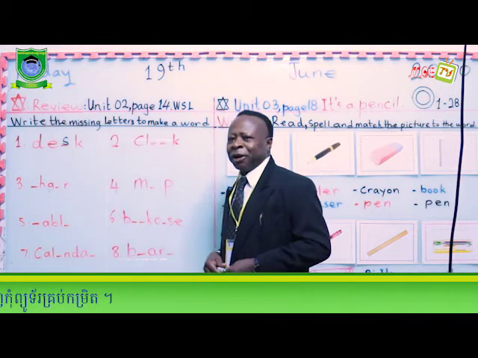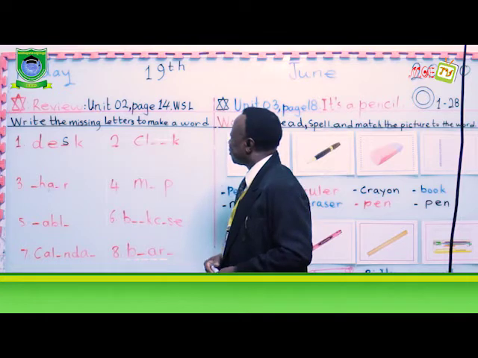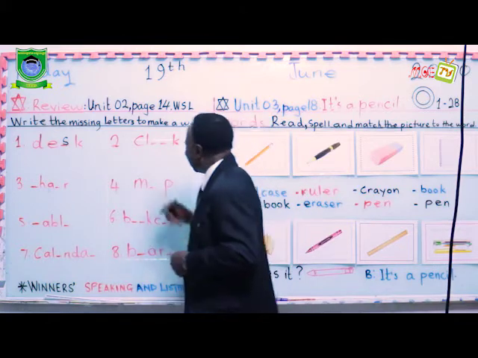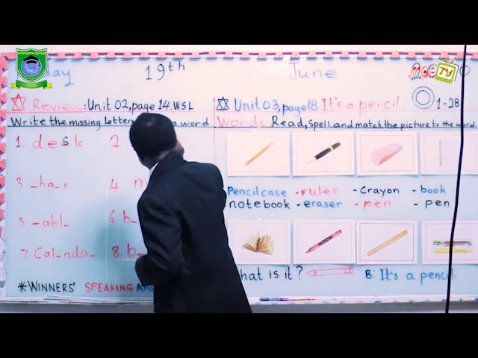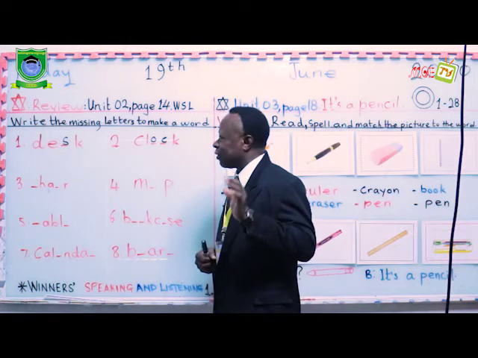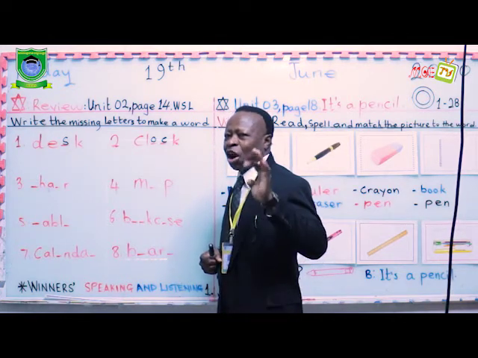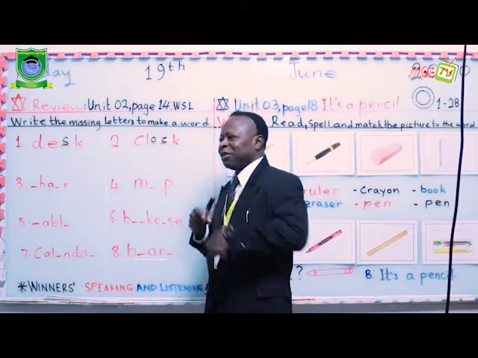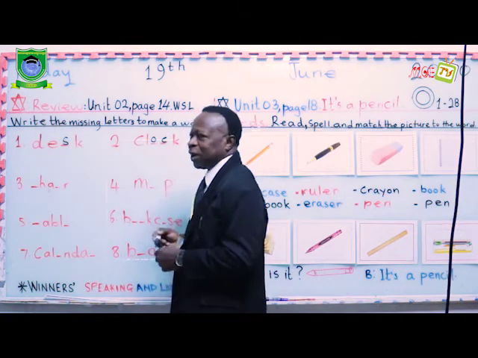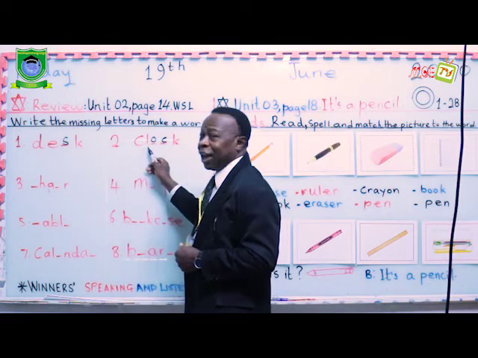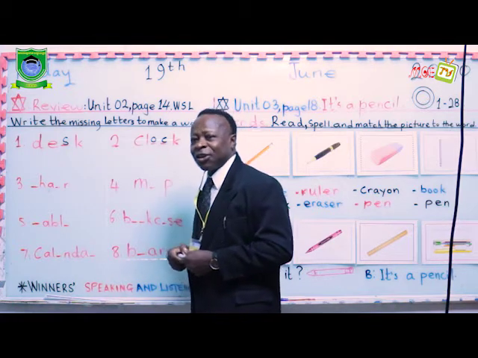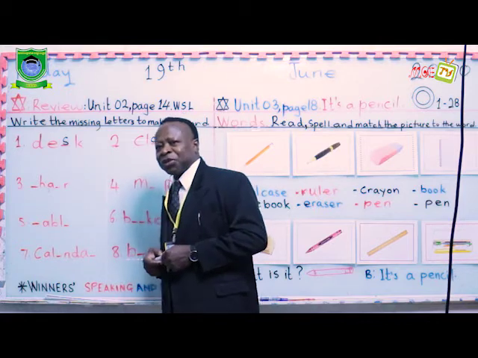Number two, Dara, can you tell me the missing letters? O and C. Very good, O and C. So how to pronounce it, the whole class? Clock. Well done. Clock. Loudly. Clock. By example like this. Clock. It's a watch. So how to spell clock? C-L-O-C-K, clock. C-L-O-C-K, clock. Well done. Let's move on to number three.